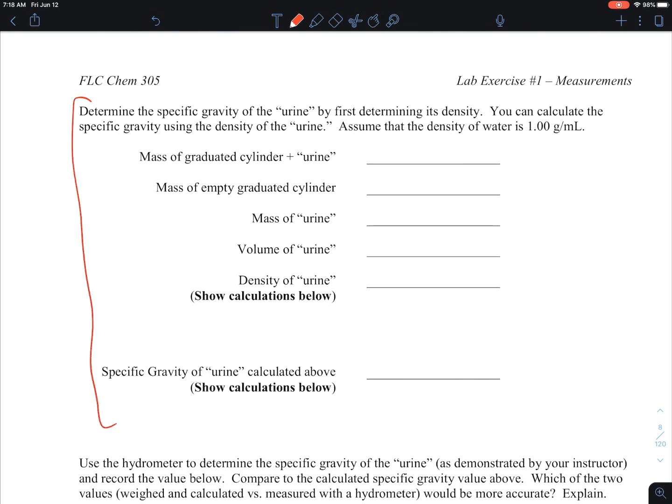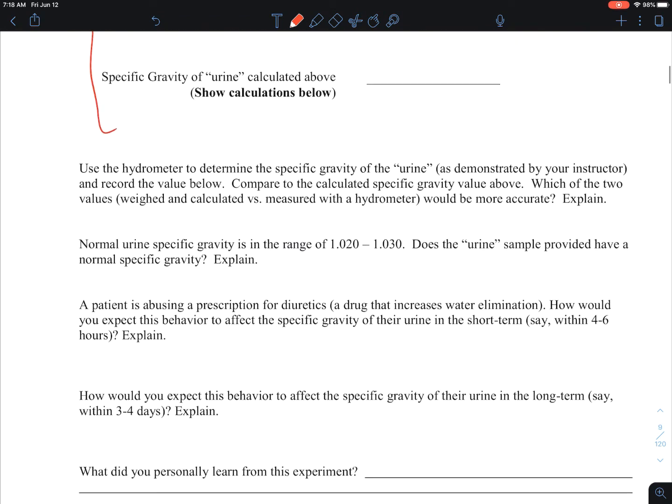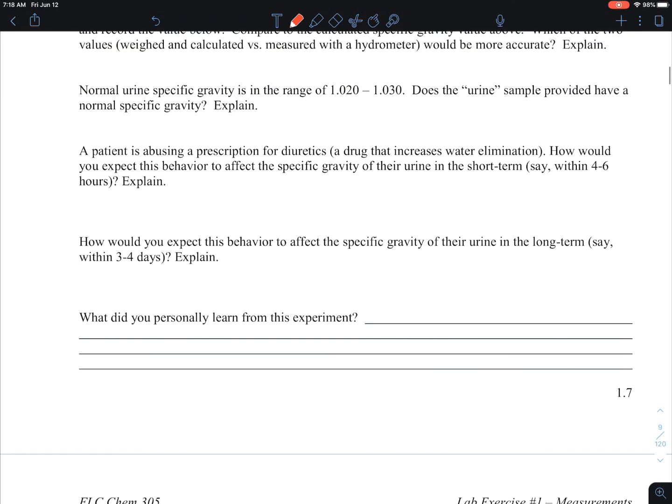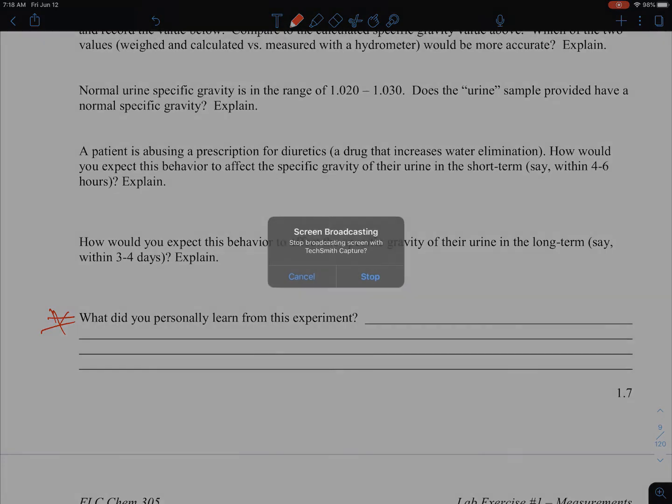All right, and then here are some questions you can answer for that. The last thing you want to do is make sure you answer the final question on what you learned from the experiment. And that's it, folks. So check out the lab. Watch this video to get an overview of going through the experiment, and then watch the experiment for the data, and let me know how it goes and if you have questions.